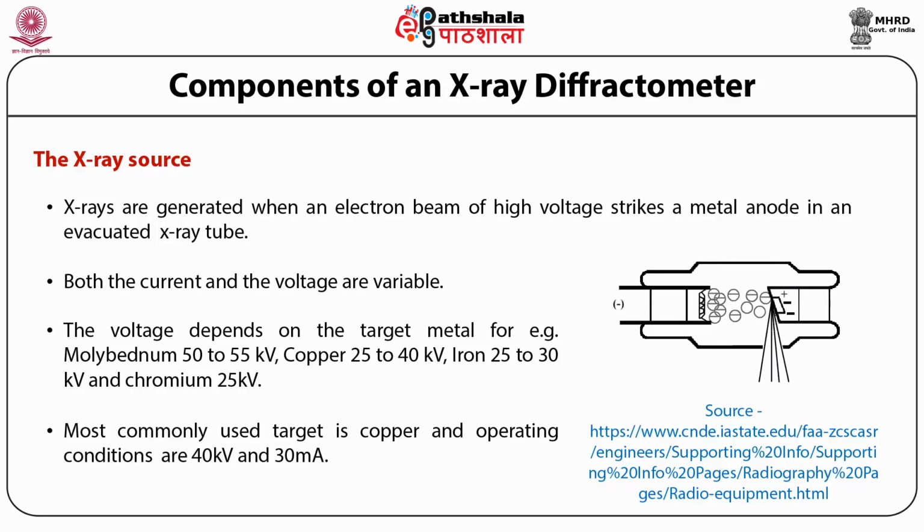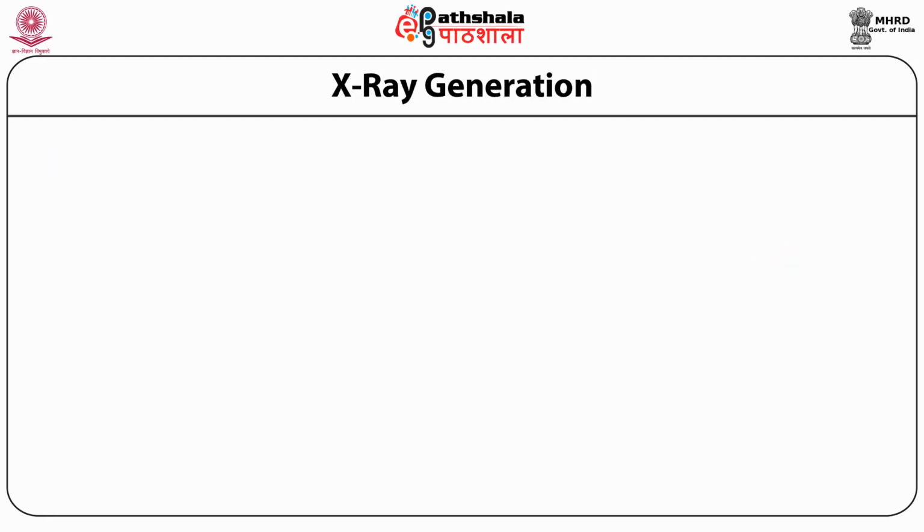As we increase the applied voltage, the intensity of the characteristic lines in the X-rays increases, but the position of the reflection and the diffraction pattern is not affected by the current and the voltage. The X-ray generation. With the sample loaded into the goniometer, next we will turn the source of X-rays on, the X-ray tube or the generator.